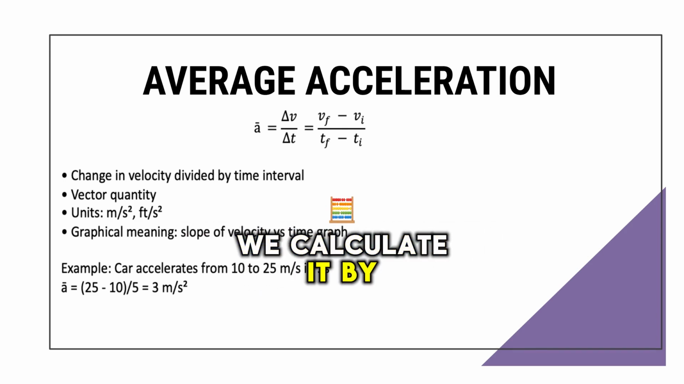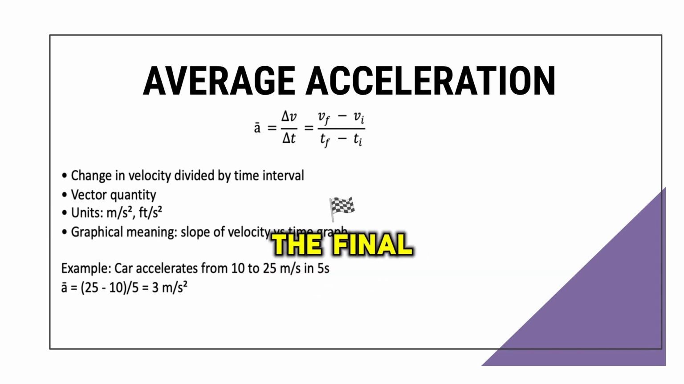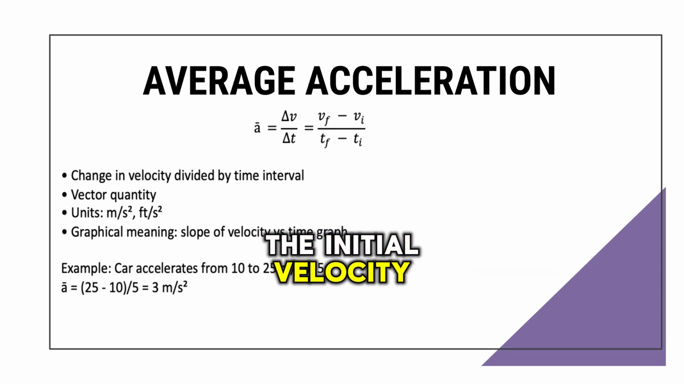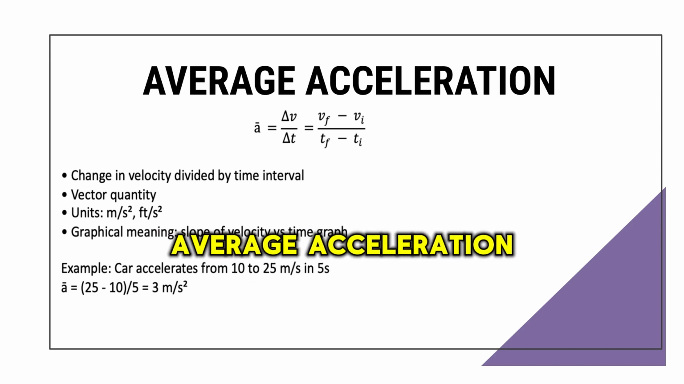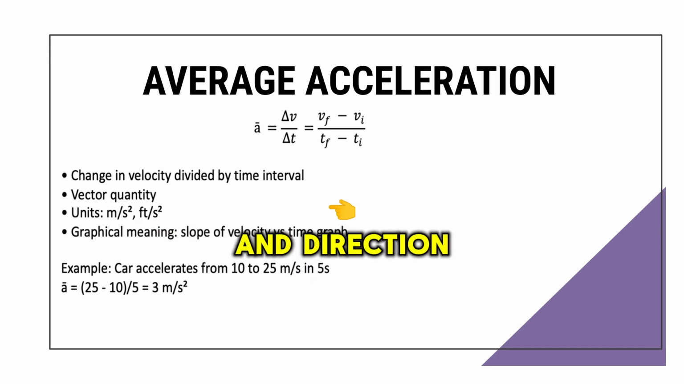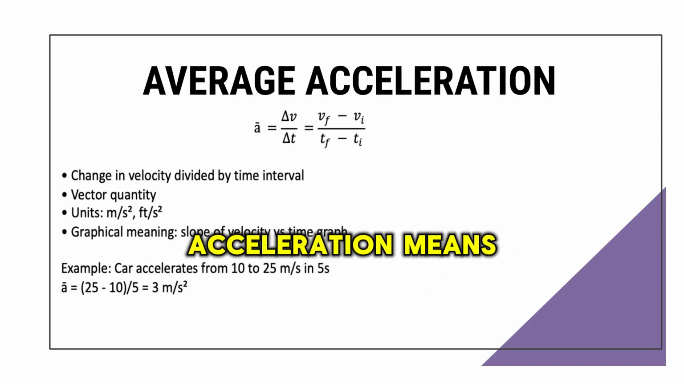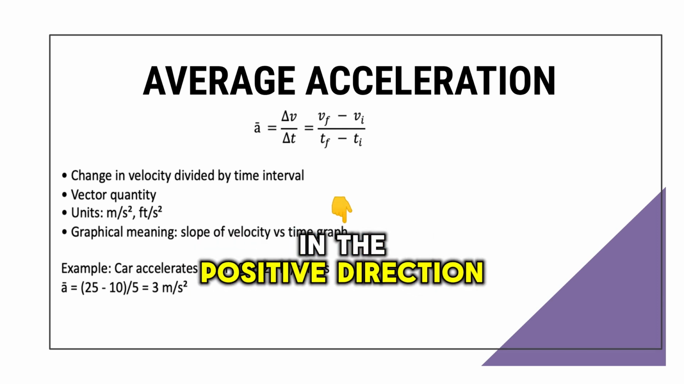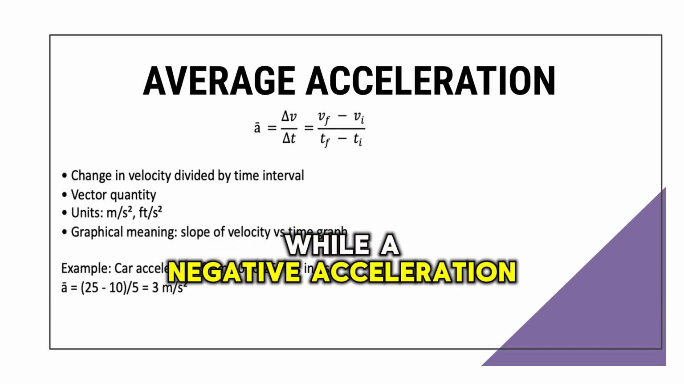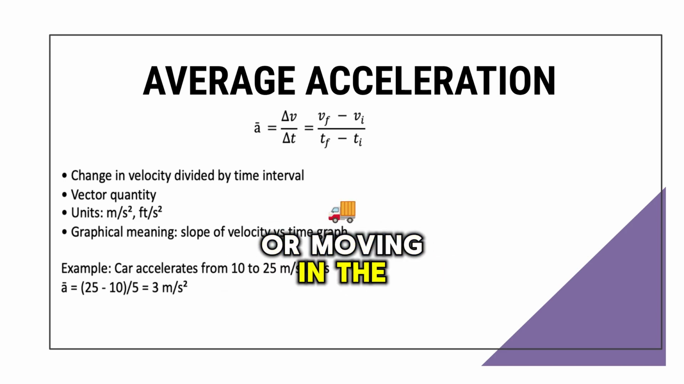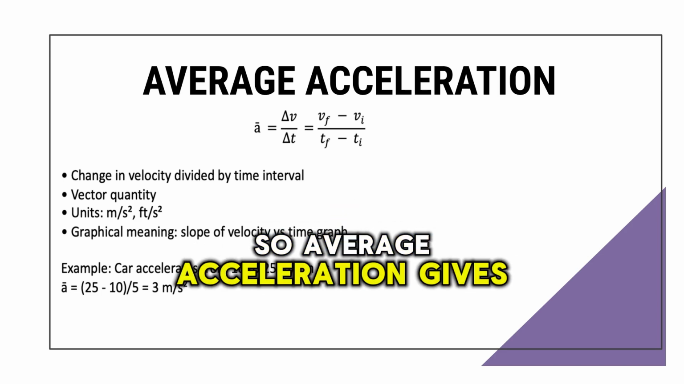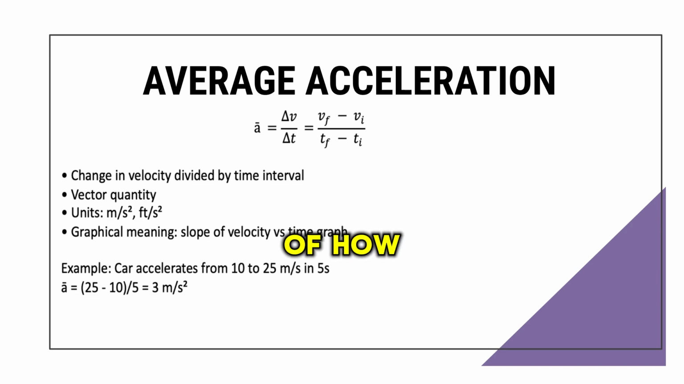We calculate it by taking the change in velocity, the final velocity minus the initial velocity, and dividing by the total time. Because it's a vector, average acceleration includes both magnitude and direction. A positive acceleration means the object is speeding up in the positive direction, while a negative acceleration, often called deceleration, means it's slowing down or moving in the opposite direction. So average acceleration gives us the big picture of how velocity changes across a span of time.